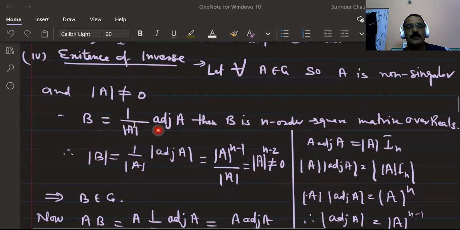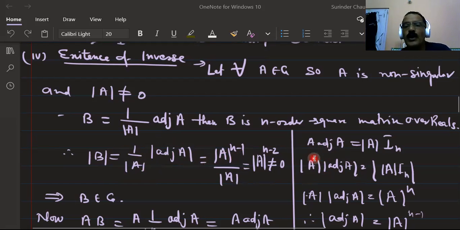Now taking the determinant of this on both sides. The determinant of B is equal to the determinant of 1 upon the determinant of A times the adjoint of A. Since it's a real number, we can multiply inside. We will show that the determinant of the adjoint of A is the determinant of A to the power n minus 1, upon the determinant of A.